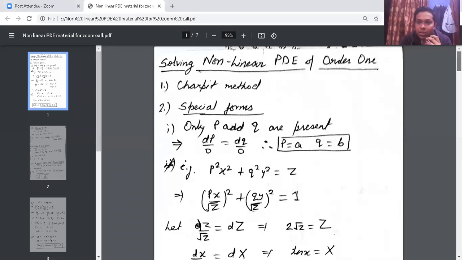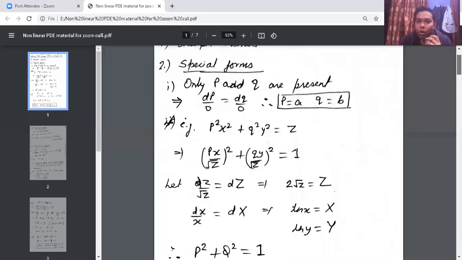If you see here, the first special form is when only p and q are present in the equation. Let's say p square plus q square equal to 1, p square plus q square equal to 4, p square plus 3q square equal to a constant. All these types of questions can be solved using a very simple trick.